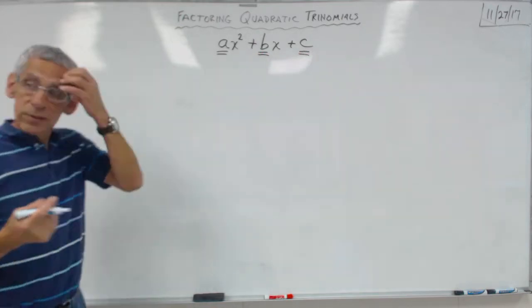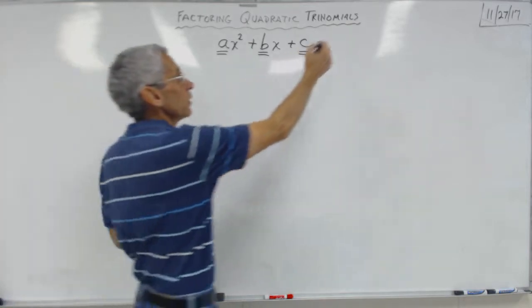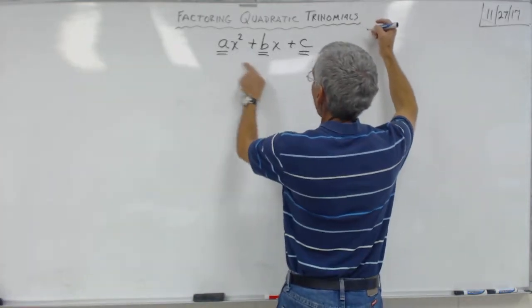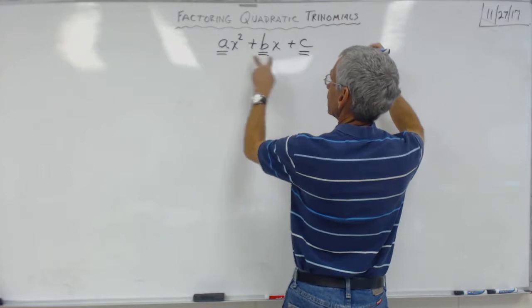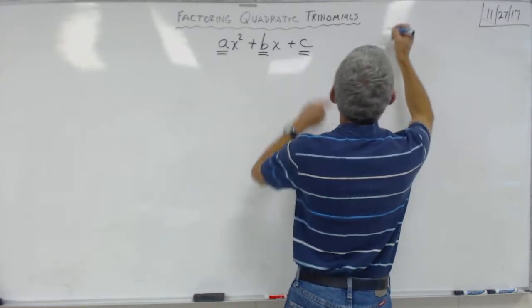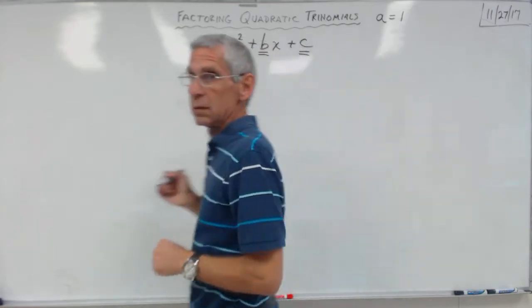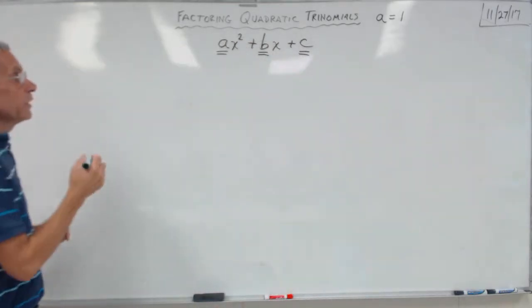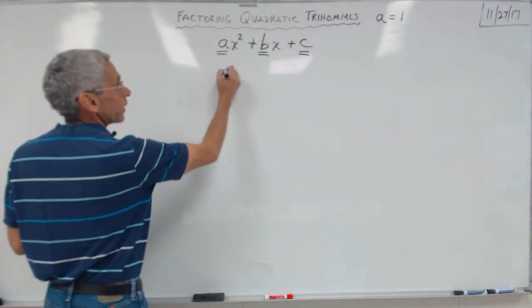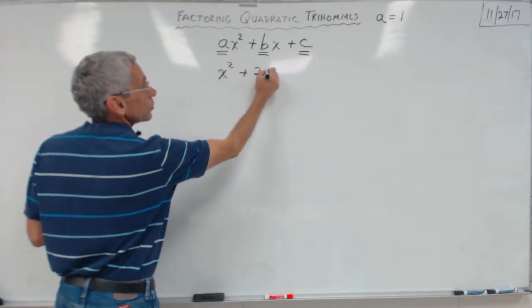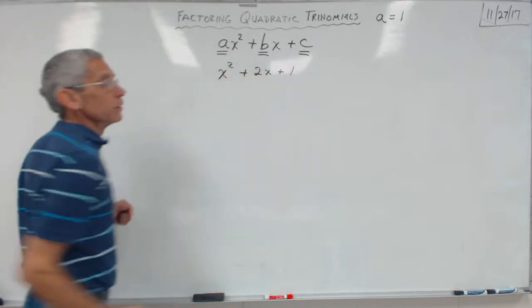So today, though, we are going to focus on quadratic trinomials. Notice it's a trinomial, right? And a is going to equal 1. So when you see a problem, it might look like this: x squared plus 2x plus 1.